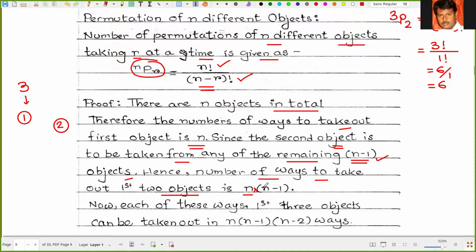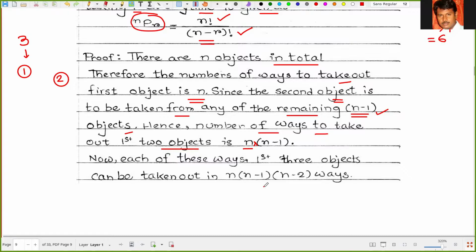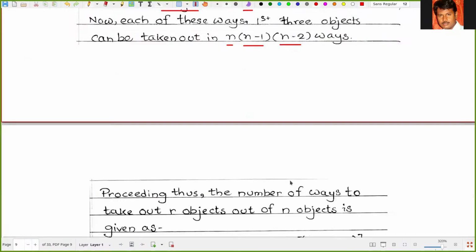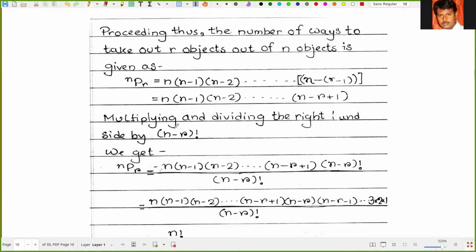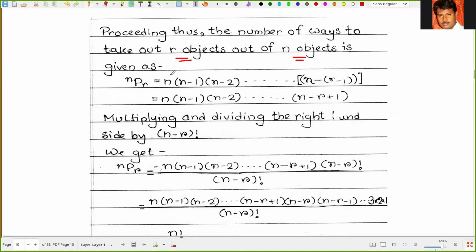Now, each of these ways, the first three objects can be taken out in n into n minus 1 into n minus 2 ways. That is also following from the multiplication principle. Proceeding thus, the number of ways to take out r objects out of n objects, that means nPr, is equal to n into n minus 1 into n minus 2, up to n minus r plus 1.